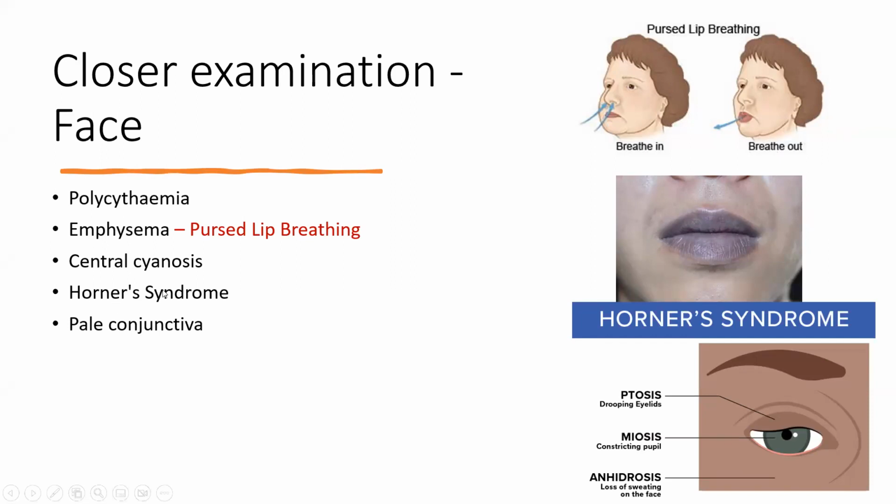Another thing that you might forget to look at is the eyes. If you look at the eyes and you see their eyelids drooping, their pupil is constricted, and they don't have much sweating, this is called Horner syndrome. And Horner syndrome can be caused by lung cancers, which are typically at the apex of the lung. So this is also something else you could look for.